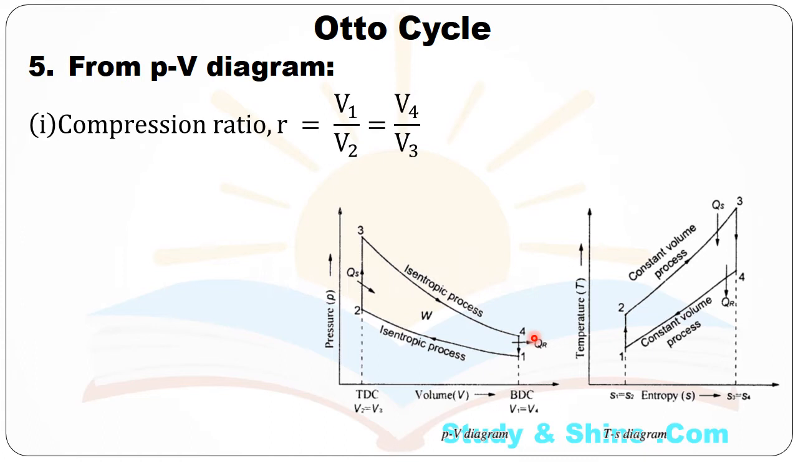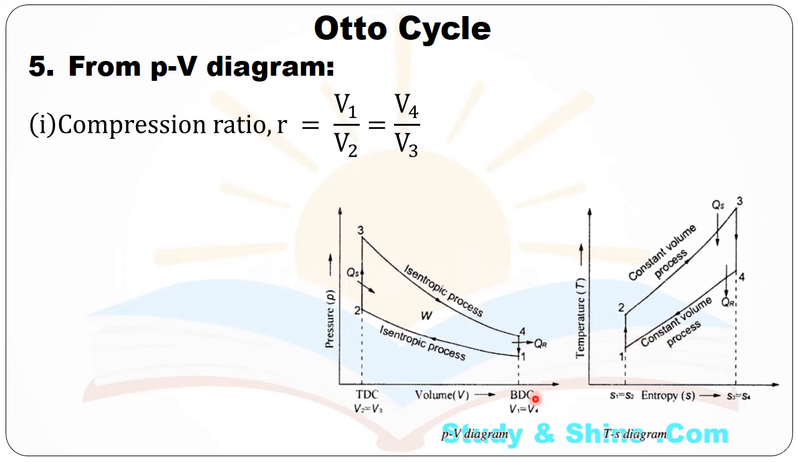Now let's look at the same processes on TS diagram. First process is isentropic compression, which is why you have a vertical line 1 to 2, constant entropy. 2 to 3 is constant volume heat addition process. Heat is supplied during this process 2 to 3. And isentropic expansion process 3 to 4 is a vertical line, constant entropy. And process 4 to 1 is constant volume heat rejection.